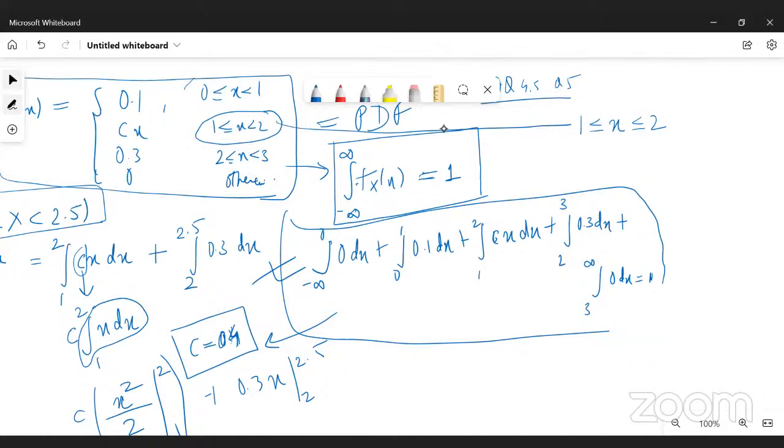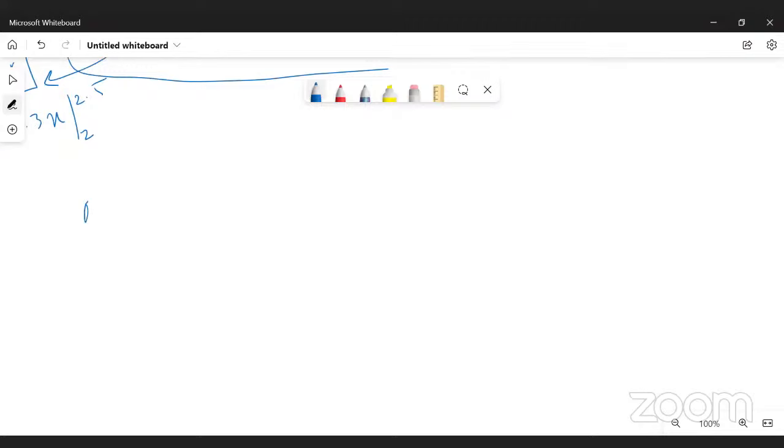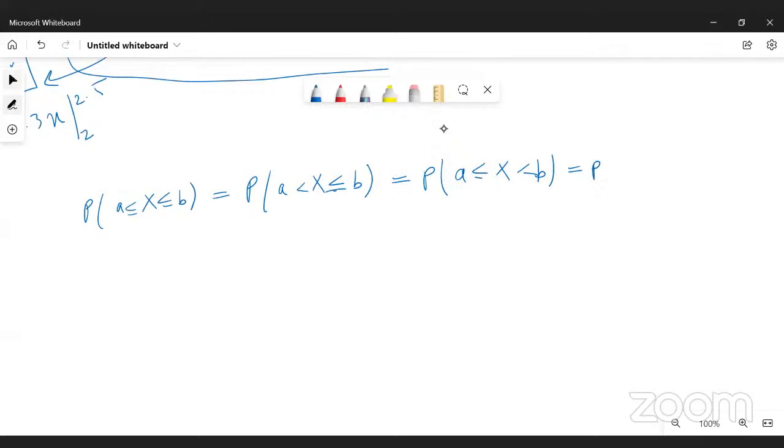So we talk about density over an interval, like an epsilon interval. So the inequalities do not matter. Whether you find the probability that A is less than or equal to X is less than or equal to B, this will be the same as the probability that A is less than X is less than or equal to B. This is the same as the probability that A is less than X is less than B. And this is the same as the probability that X lies between A and B.